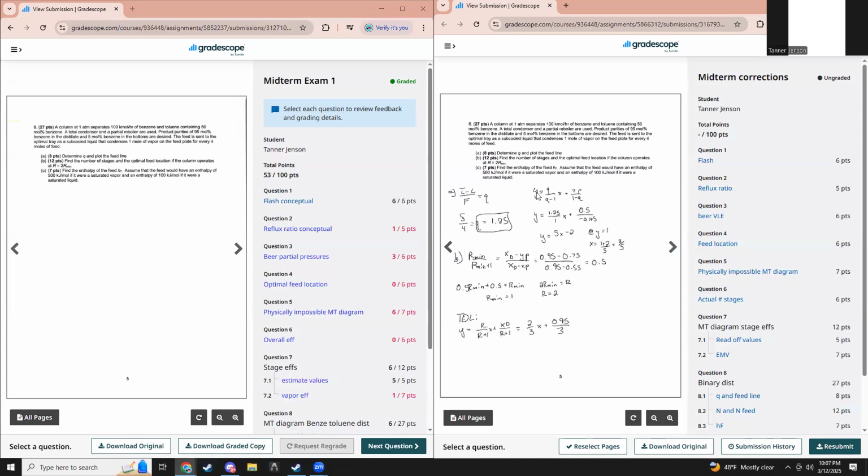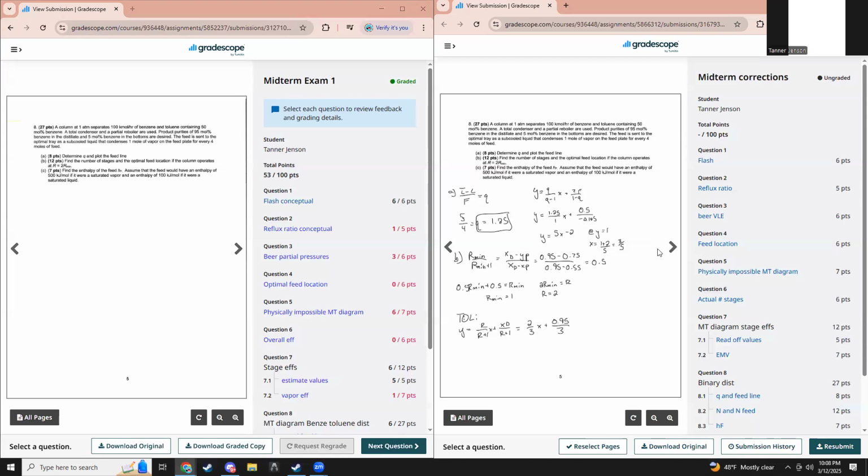And then for part B, my R min over R min plus 1 was very similar to what I had done on the exam, but this time I had to find the pinch points instead. And so I did that and I got R min over R min plus 1 is equal to 0.5. That gave me an R min equal to 1. The ratio is still 2 R min equals R. So I solved for R, which was 2. Then I could take that and I could solve for the TOL slope and the intercept. And so I did that.